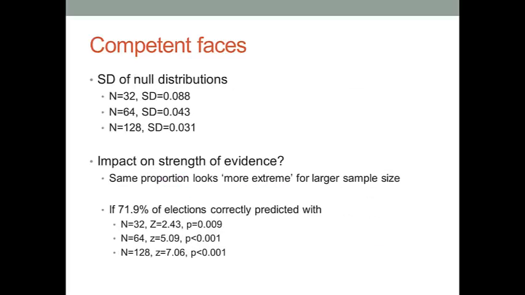You can see this also by looking at the standard deviation of the null distributions. When the sample size is 32, the standard deviation is about 0.088. At 64, the standard deviation is 0.04, and at 128, the standard deviation is 0.031.